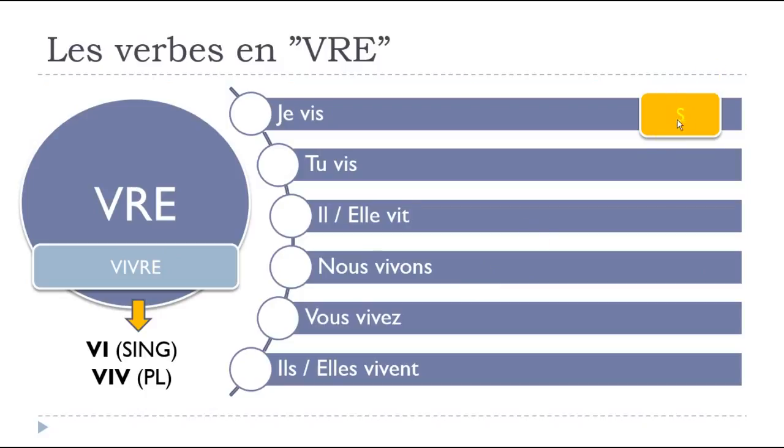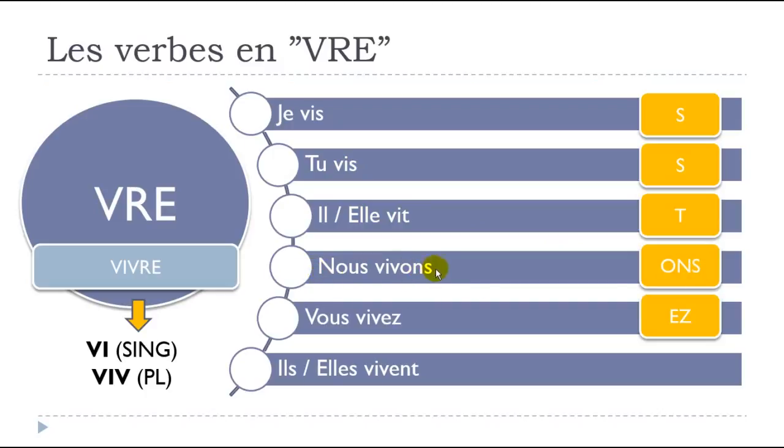Okay, so let's see now the endings. Remember, for je it's S, for tu S, and for il T. So this is the reason why we get je vis, tu vis, il vit, elle vit. And then for nous the ending is ONS, so you get nous vivons, then EZ, vous vivez, and after that ENT, ils vivent, elles vivent.